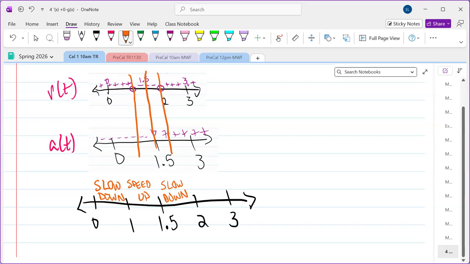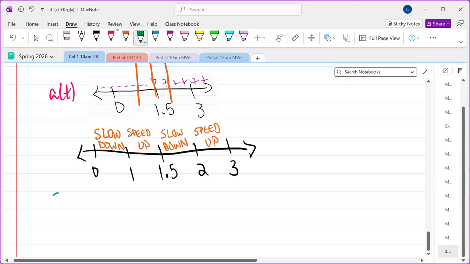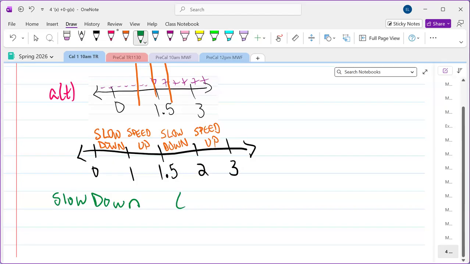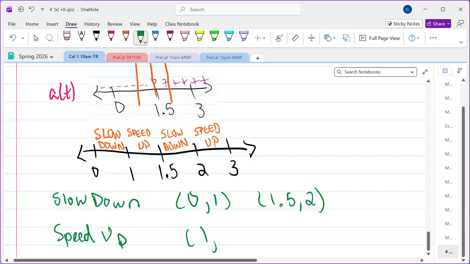And then from 2 to 3, the acceleration is positive and the velocity is positive. So now it's speeding up. The slowdown is from 0 to 1 and from 1.5 to 2. And then speed up is from 1 to 1.5 and 2 to 3.